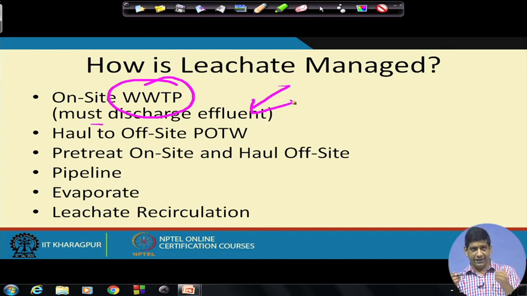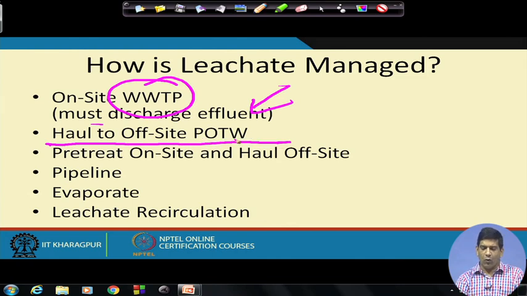So that's there. The other thing is that you can haul it to the publicly owned treatment works. POTW stands for publicly owned treatment works. Basically it's a city level or a regional wastewater treatment plant which is treating the sewage coming up from the city, from the municipal area. So it's like a typical sewage treatment plant, but you are mixing your leachate into it as well, making it a leachate treatment plus sewage treatment plant.